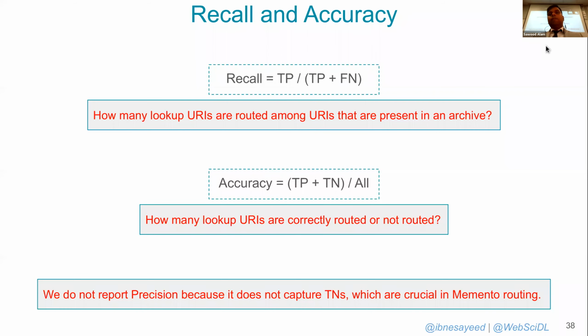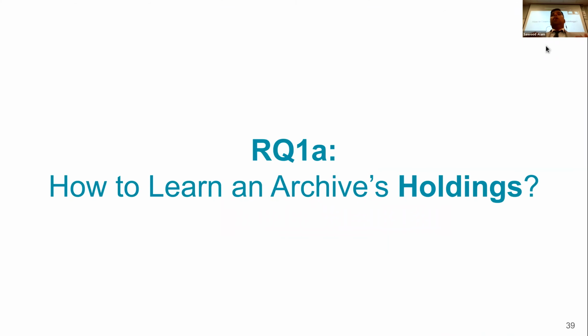That is accuracy. Generally, people report precision and recall. We are not reporting precision here because in the case of routing, true negatives are more important than anything else. Those are the big chunks that we want to cut down, and precision does not capture that true negative in essence. So with these metrics set up, we can move on to our research questions and their evaluations, right?